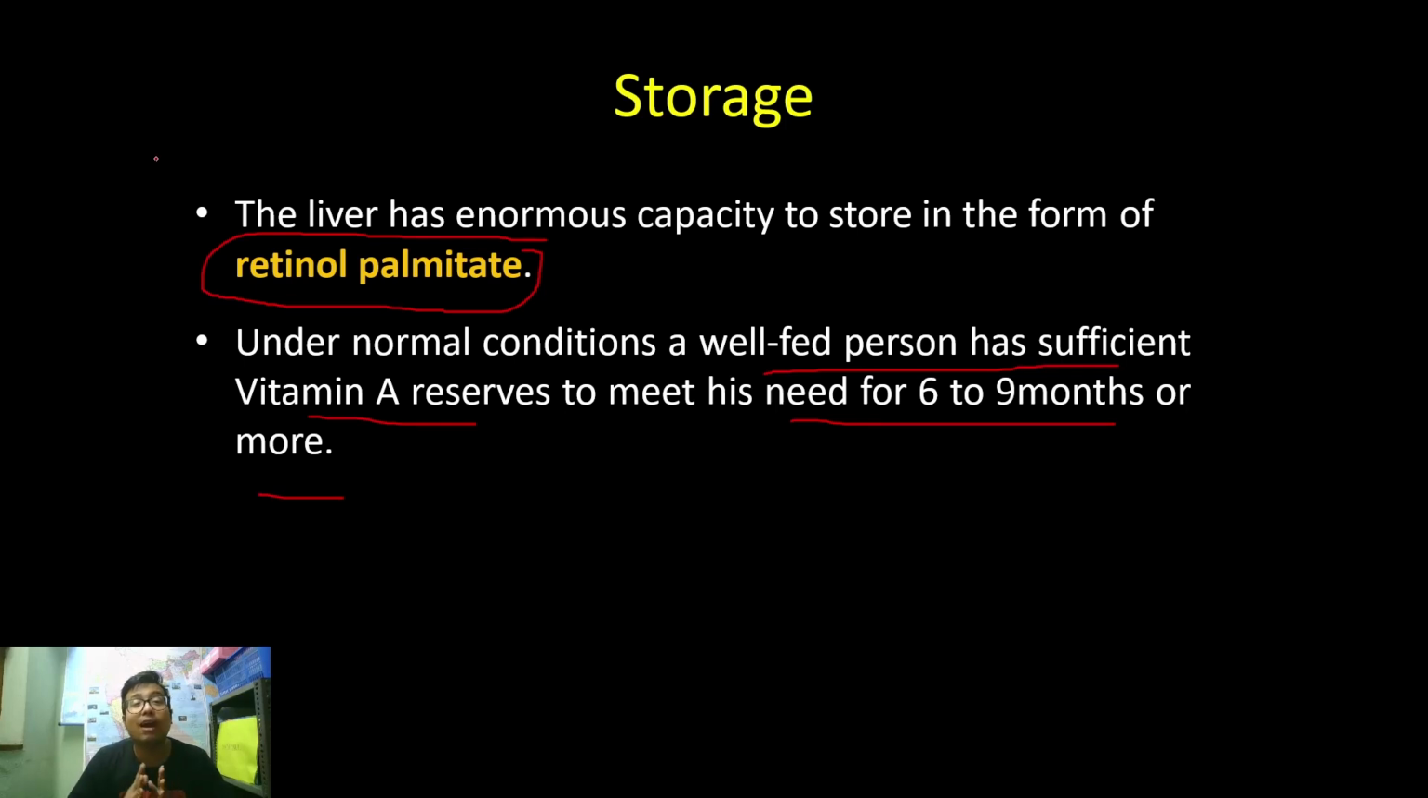It is only after this that symptoms of vitamin A deficiency will happen. So just imagine, all the lower socioeconomic classes are already having symptoms of vitamin deficiency, which means they are severely deprived in diet.